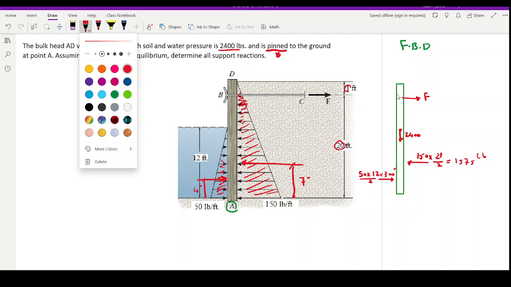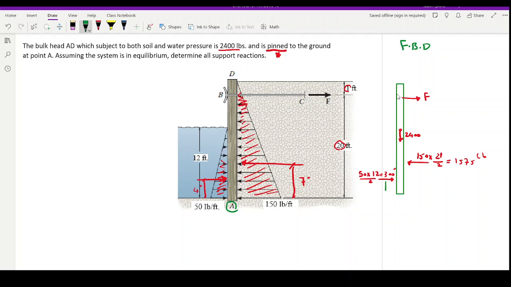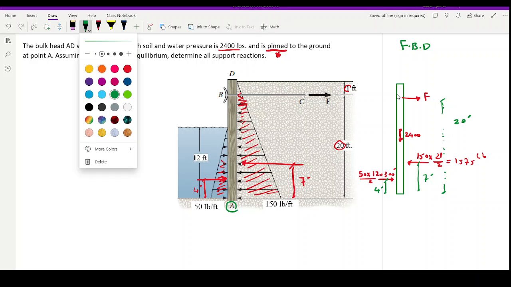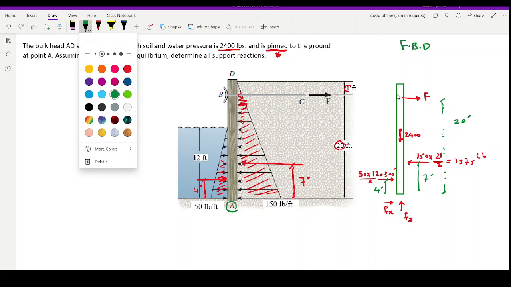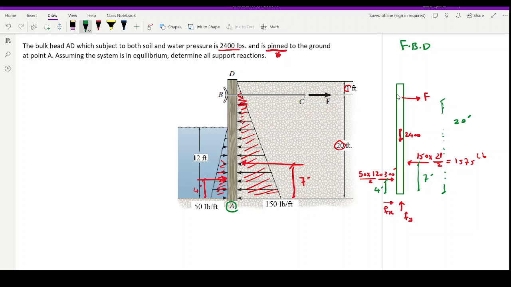Then you need to show the distances that we have. The distance from here to here, we said is 4 feet. For this one, it's going to be 7 feet, and for this one, it's already given, it's 20 feet. Then you have to show the support reactions because it's pinned. Therefore, we have two support reactions, one is Fy and the other one is Fx. Now you can write the equilibrium equations and find all these forces that we don't know the magnitude of, because we have an F in here that we don't know.